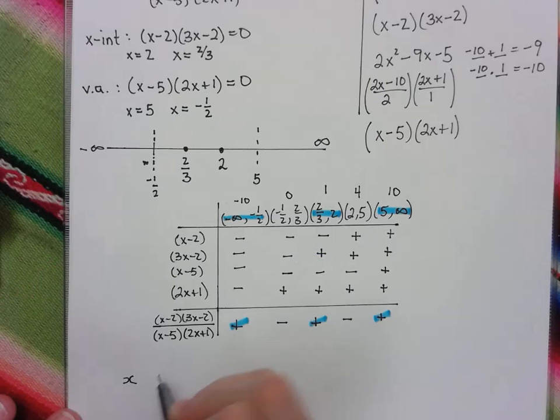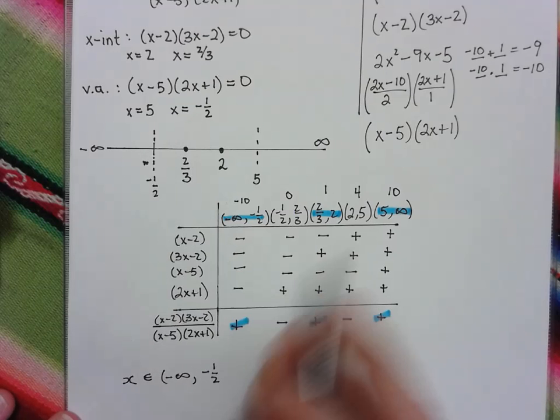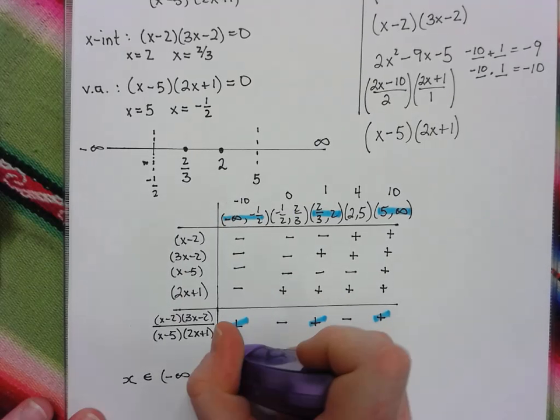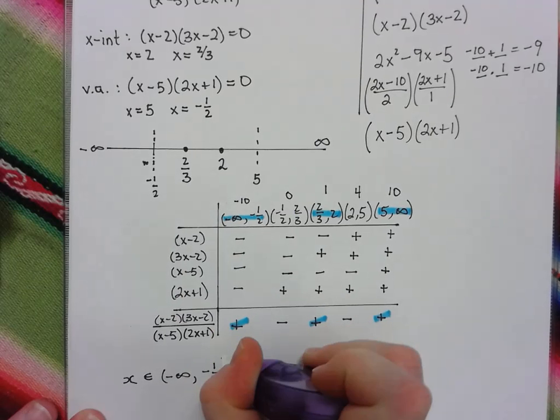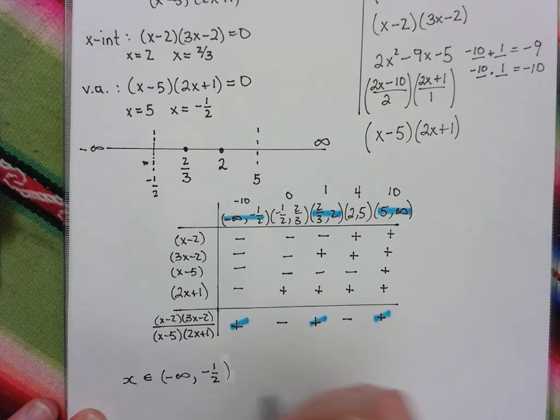So I'm going to say that x is contained between negative infinity and negative 1/2. If negative 1/2 were an intercept, then it would be equal to 0, and I would put a square bracket. Since it's a vertical asymptote, it'll never touch it. So in this case, it's actually a round bracket, not a square bracket as I was tempted to draw right there. Only the intercepts would have square brackets, when it's equal to 0.